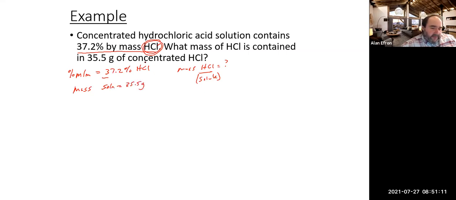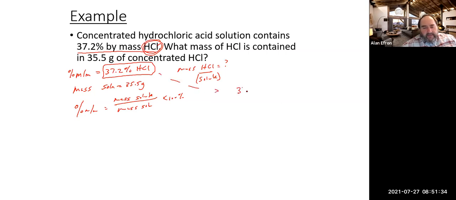So we could do this 2 ways, as we talked about. You could plug and chug into our percent mass to mass formula: the mass of the solute over the mass of the solution times 100%. Again, you could do it as a conversion factor as well. Basically, what that means is you have 37.2 grams of HCl in 100 grams of solution. Or again, you could flip it around, and in 100 grams of solution, you have 37.2 grams of HCl.